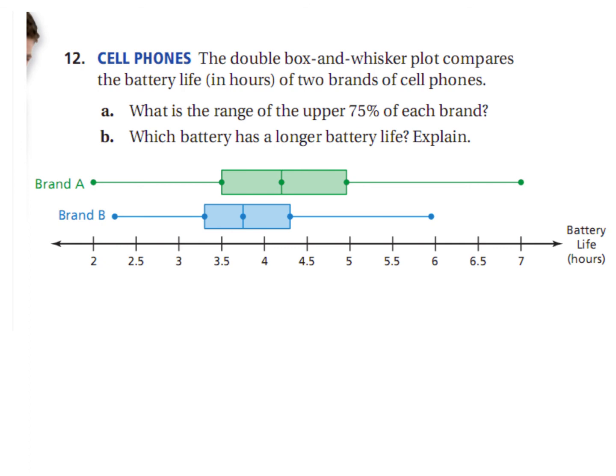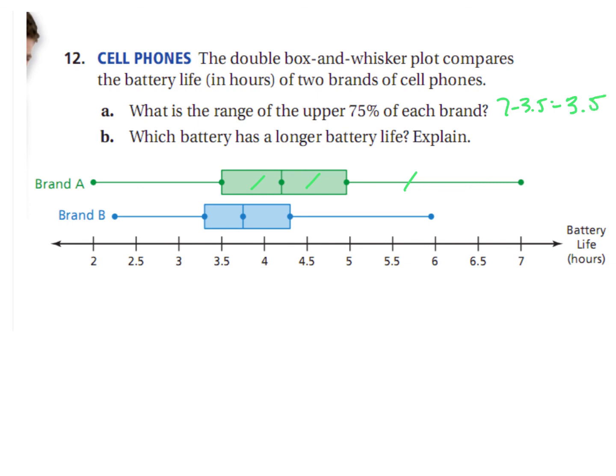So let's answer A and B. What is the range of the upper 75% of each brand? So let's take brand A. I want the upper 75, which is this 25, and this 25. So it goes from 3.5 up to 7. So 7 minus 3.5. The range for brand A is 3.5.